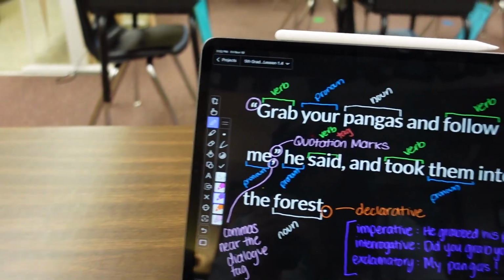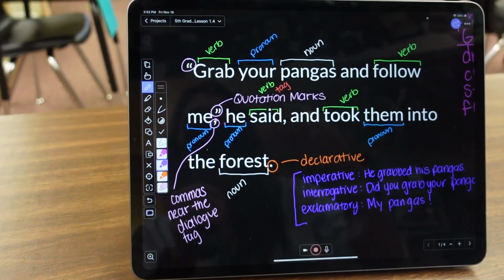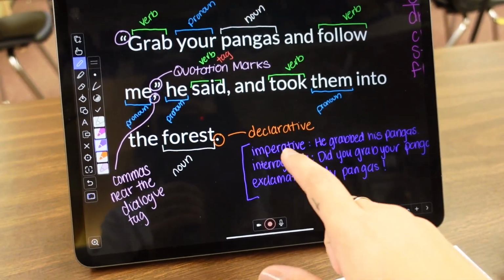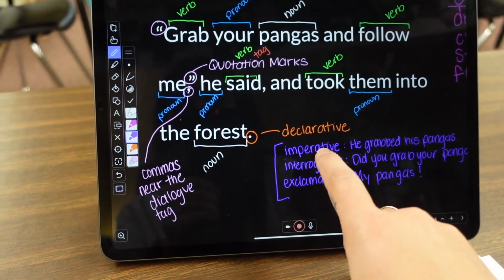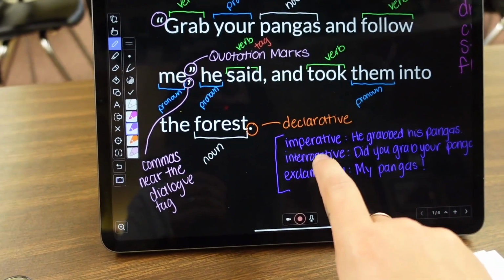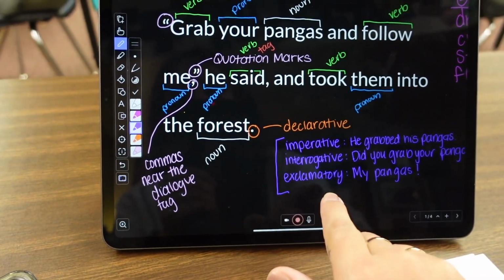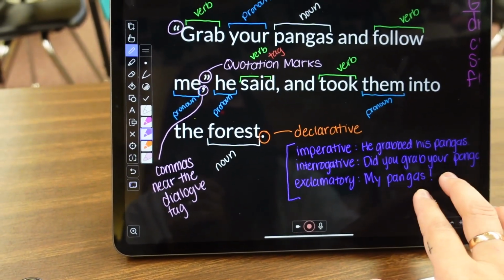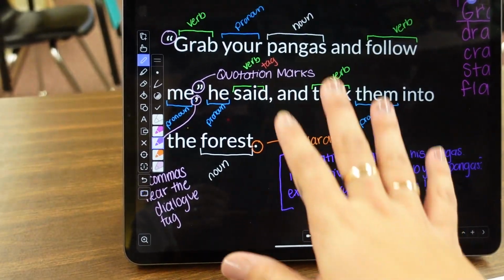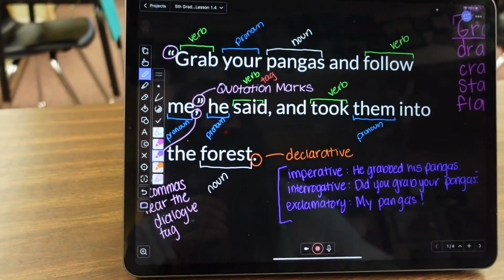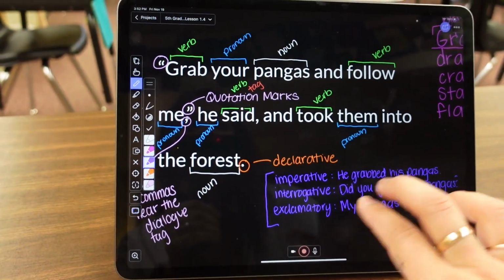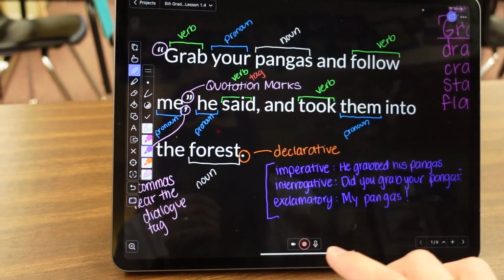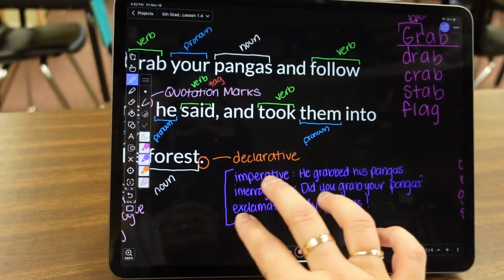Some of the things that I do just to kind of encourage more discussion around this is sometimes we'll break up the sentence ourselves. So in this case today, what we did is we took our declarative sentence and we decided to make it into an imperative, an interrogative, and then an exclamatory sentence. So my students were able to kind of write their own, they shared theirs, and then I wrote some examples here. So you can see how we changed what was happening here and we changed it into a different type of sentence. This also kind of leads us to talk about subject and predicate, making sure that we have our verbs and everything that's in there.